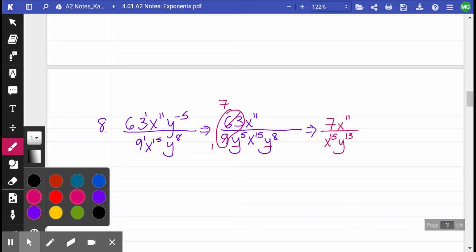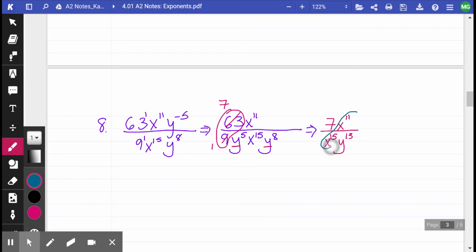And I've got one more thing I can do on this one. Notice I have an x term in the top and the bottom. So I'd ask myself, where do I have more x's? I have more in the bottom. How many more? Well, I have 15 there and 11 here, so I have 4 more. So I keep it in the bottom as x to the 4th, since there's 4 more in the bottom. I can reduce that. You can also think of it as subtraction.